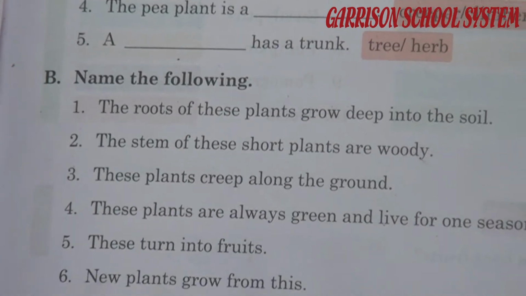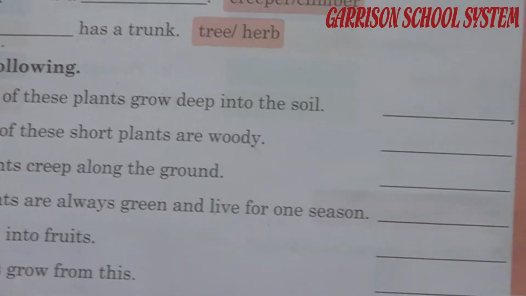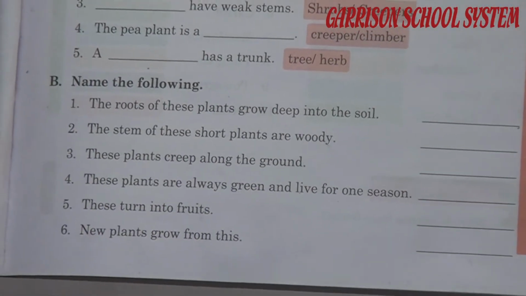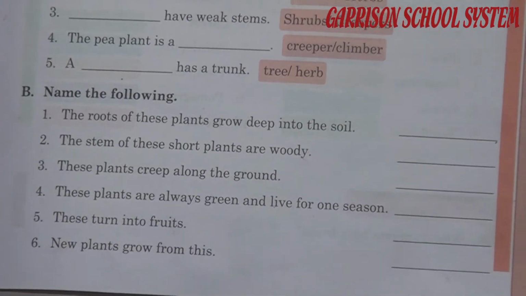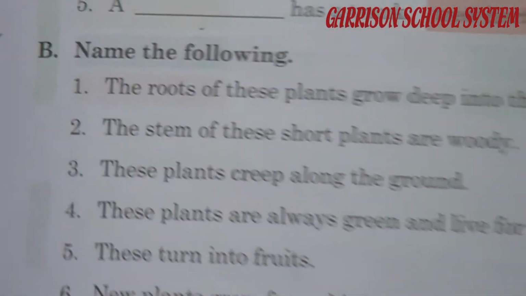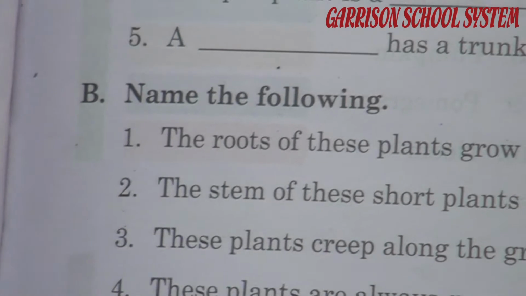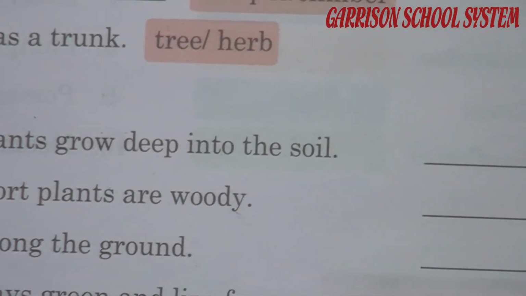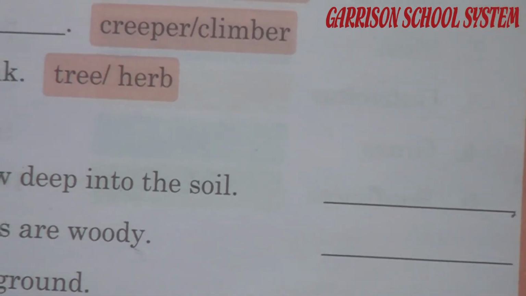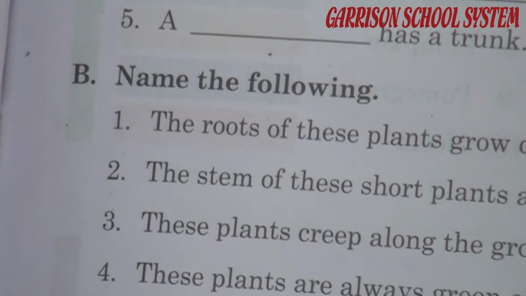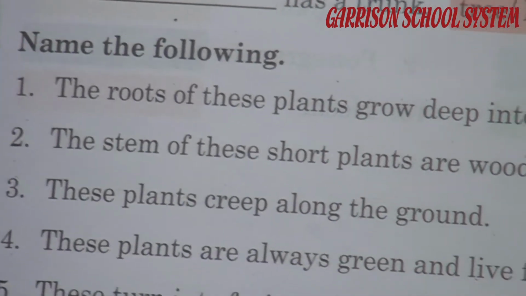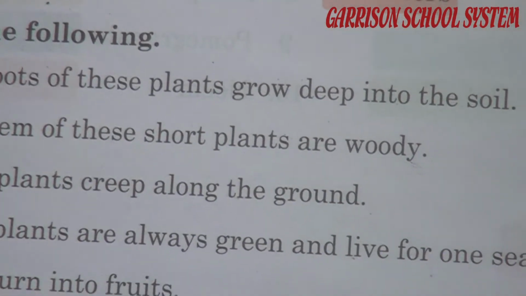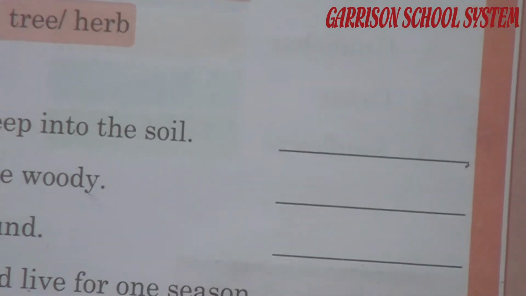Now exercise part B. Name the following. There are different hints which are written in these lines and you have to give the correct answer by reading these lines. Number 1, the roots of these plants grow deep into the soil. Trees. T-R-E-E-S, trees. Number 2, the stems of these short plants are woody. Short plants that have woody stems. Which type of plants are they? Shrubs.